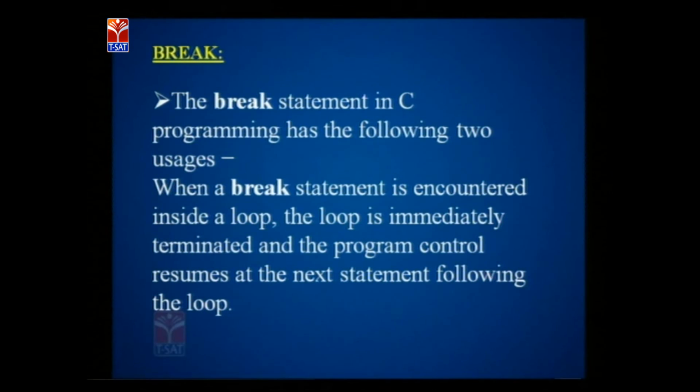And now let us speak about the first statement under the jump statement. First is the break statement. The break statement in C programming has the following usage. When the break statement is encountered inside a loop, the loop is immediately terminated, which means that the loop ends once the break statement is encountered. The program control then passes to the next statement following the loop.